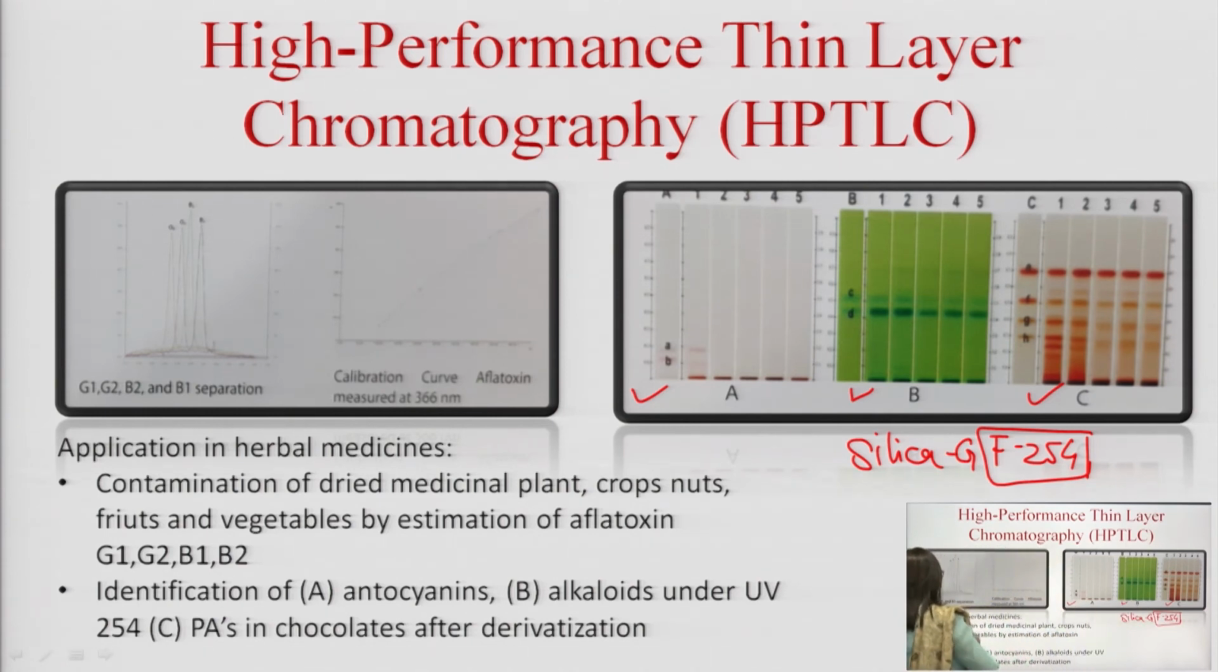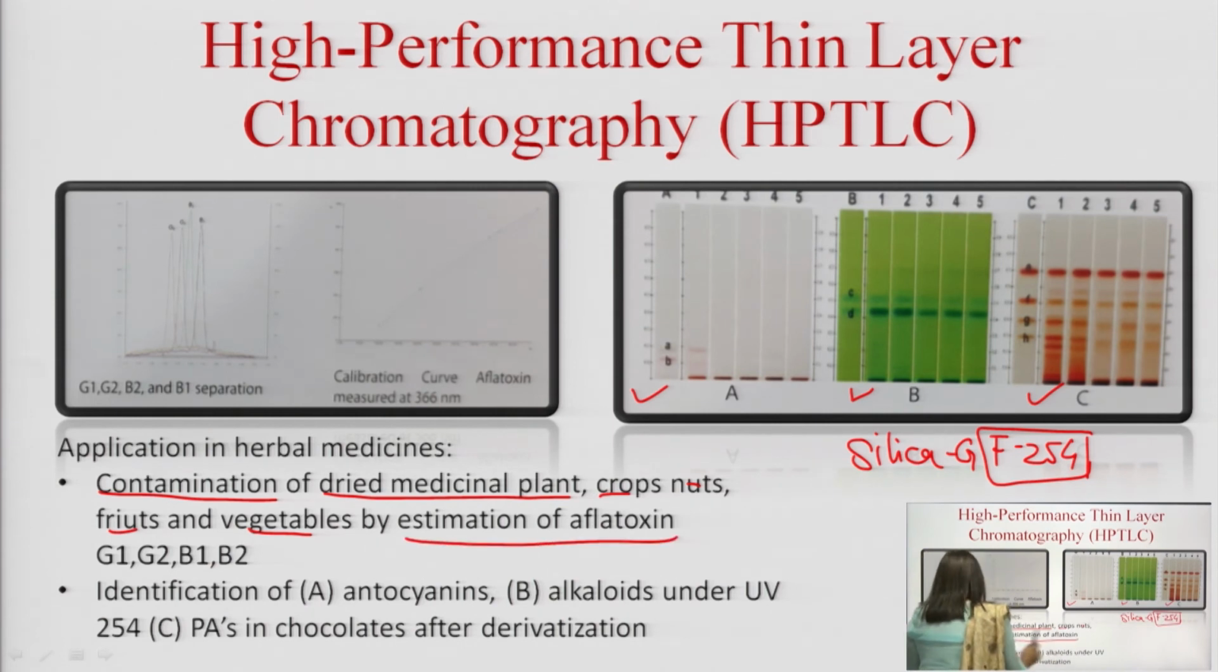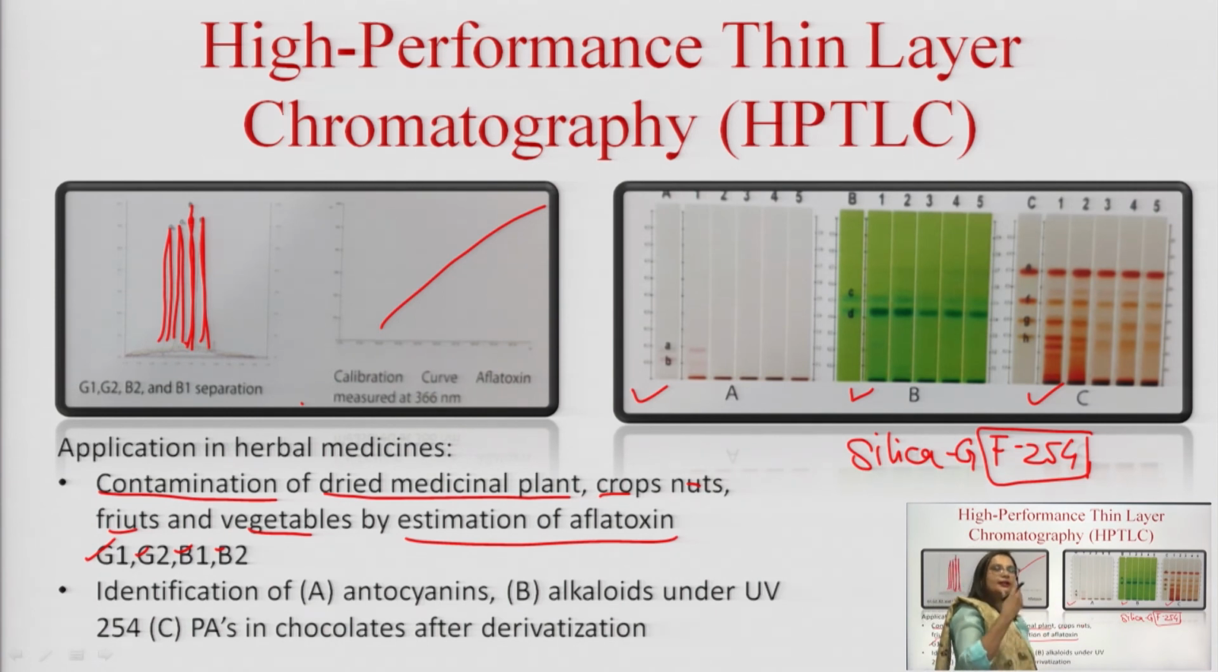Okay. So, another very important application of HPTLC is to determine the contamination of dried medicinal plants, crops, nuts, fruits, vegetables by the estimation of aflatoxins like G1, G2, B1, B2. Here two graphs are shown where G1, G2, all these peaks are of the given control or the reference of the G1, G2 toxins, and this is the calibration graph of the aflatoxins measured at 366. Utilizing this, the contaminations in the plates or in the given sample could be assessed.